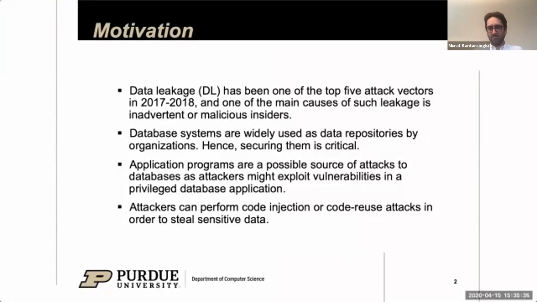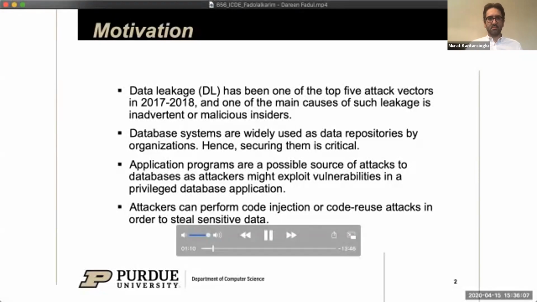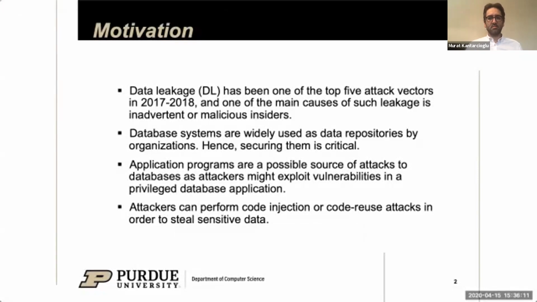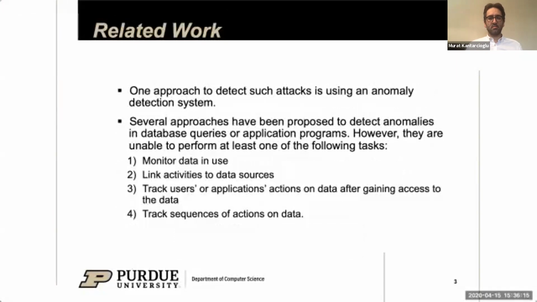Data is the most valuable asset to businesses, especially when the data is related to customers and payments. Data leakage can affect an organization's reputation for years, and database systems are widely used as data repositories. So, securing databases from malicious outsiders and insiders who have privileges to access them is critical. One possible source of attacks to databases is application programs, as attackers might exploit vulnerabilities in a privileged database application. They can perform code injection or code reuse attacks to steal data. Such attacks usually result in changes in the program's behavior, and hence program monitoring techniques represent an effective defense to detect ongoing attacks. One of these techniques is anomaly detection systems.